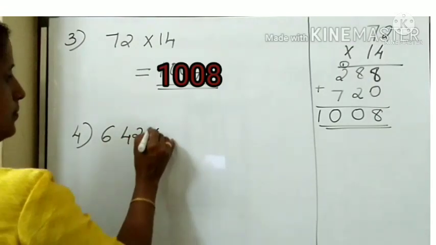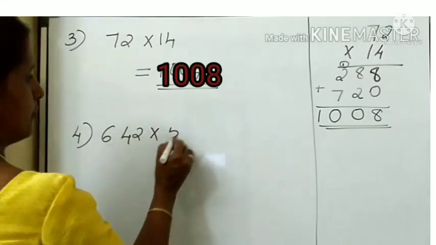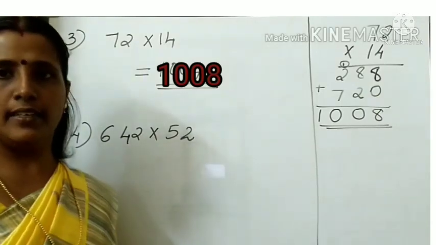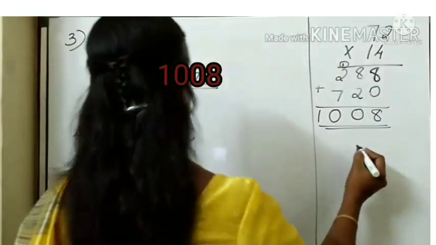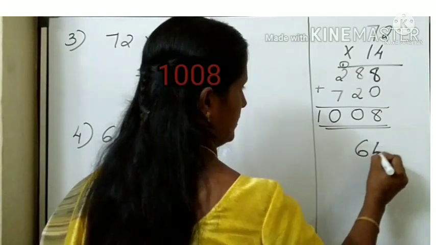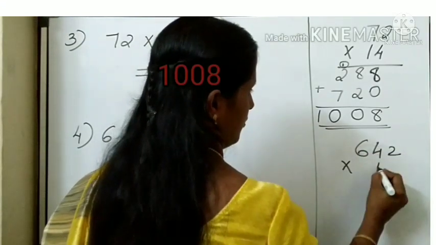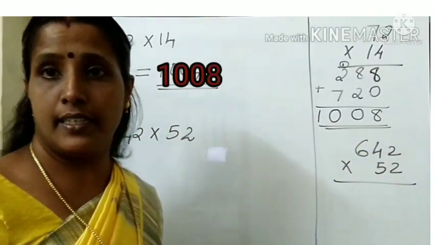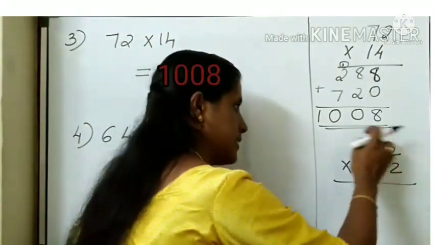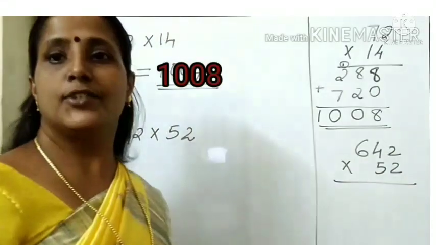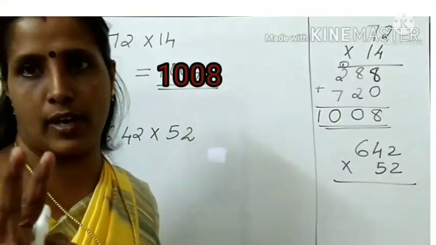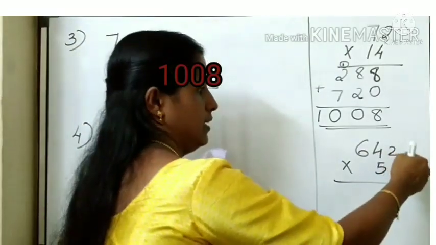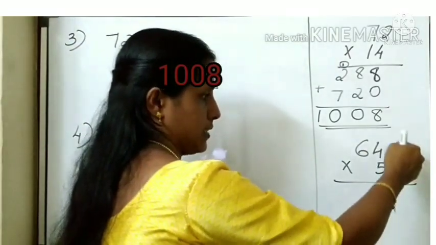642 into 52. Okay? So, here writing the number 642 into 52. So, what is the first procedure? Yes, all these digits multiply with 2. 2 is the ones place number. So, first procedure from right to left. Right, first place, ones place, 2 into 2.